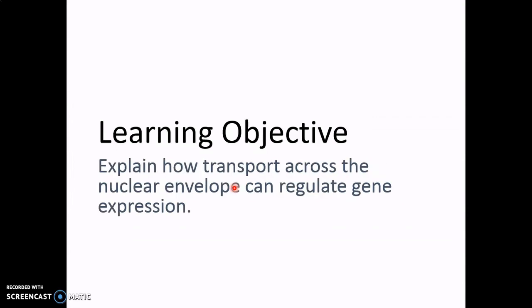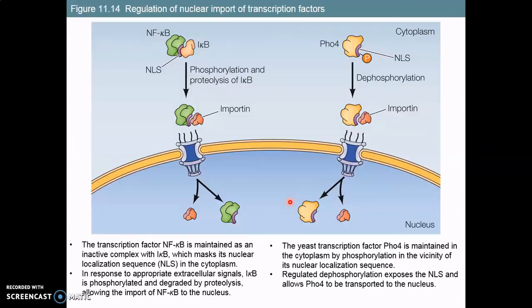Now, I did want to take a minute here and talk about how this process of facilitating transport into and out of the nucleus can actually be used as its own regulation system for gene expression. So, as we've already learned in genetics, we have these things called transcription factors, which, when they come into contact with their binding site on the DNA, can lead to upregulation and more expression of the messenger RNA from that gene in particular.